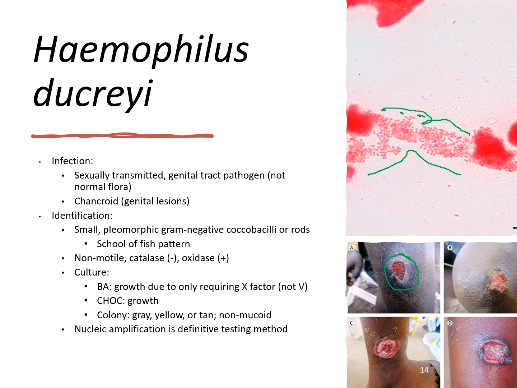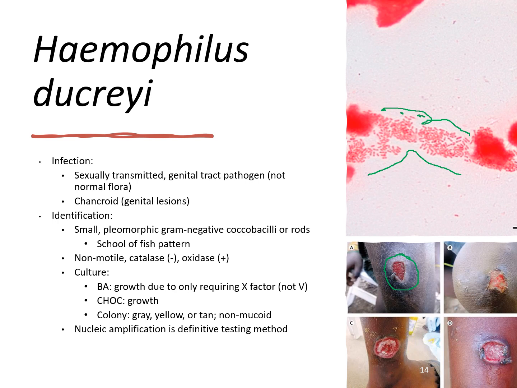These organisms are non-motile, catalase negative, and oxidase positive. They will grow on the blood agar plate because they require the X factor, not the V. So not only will they grow on blood agar because it has X, not V, but on chocolate agar as well because it has X and V.